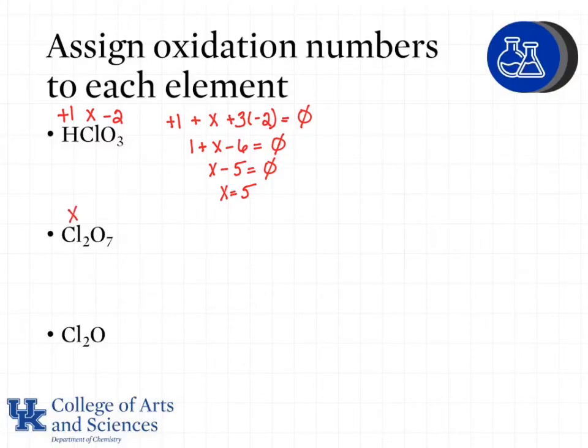So chlorine will be labeled as our unknown. Oxygen is -2. We have 2 times x plus 7 times -2 equal to 0. 2x minus 14 equals 0. 2x equals 14, and x equals 7. So the oxidation number of chlorine in this compound is +7.